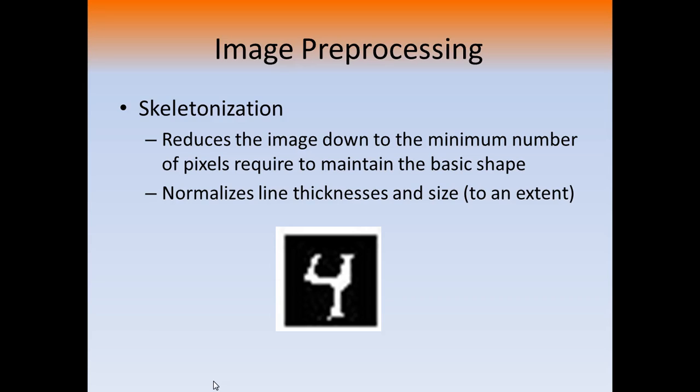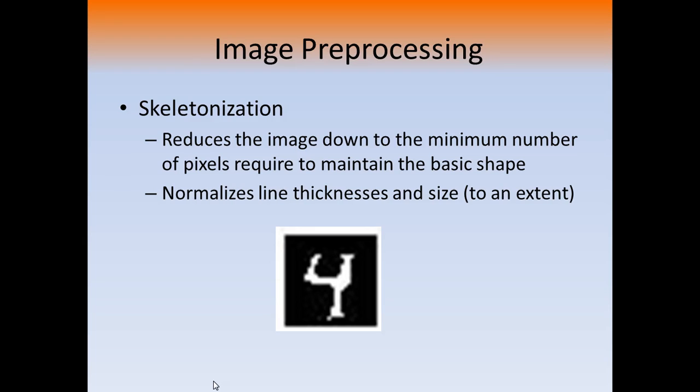Now, the first step is to process the images a little bit to normalize them, make them as standard as possible, and then extract features. So the first step I did was skeletonization, where I just used a basic skeletonizing algorithm to reduce each letter down to hopefully the basic shape possible.